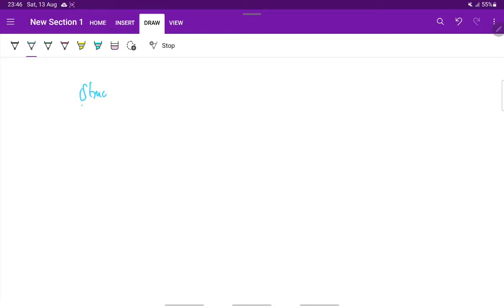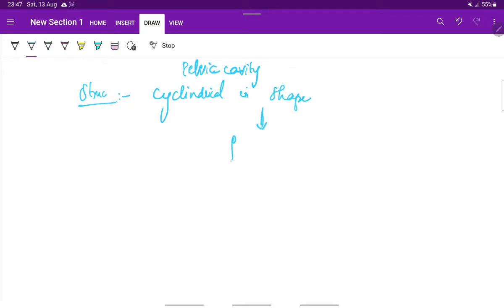Now, coming to the structure of the pelvis, the pelvis is almost cylindrical in shape, so the pelvic cavity, to be particular, is cylindrical in shape, which extends from the brim, that is the inlet, to the outlet. So, this structure, the pelvic cavity, is cylindrical in shape.